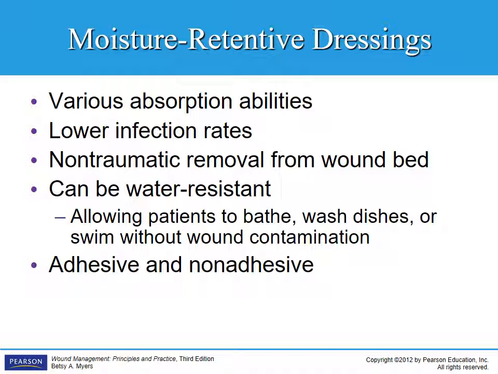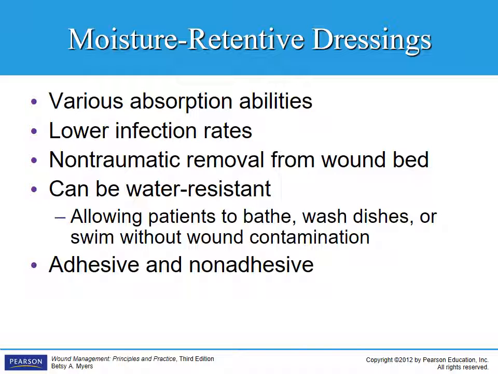It can also, a moisture retentive dressing can also give you a non-traumatic removal of necrotic tissue from the wound bed, meaning that we've talked about a 4x4 or wet to dry, if I wet it and put it in the wound bed and then I remove it, it's a traumatic removal because it's dried and there have been cells that have attached to that, and I'm going to rip it out of there and those cells are going to come out with it.